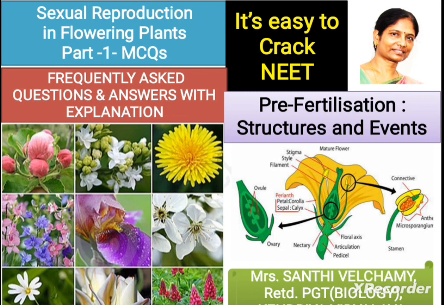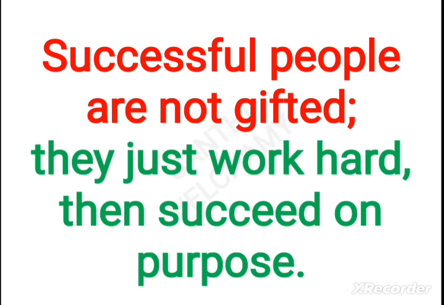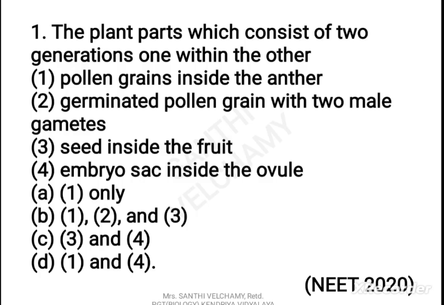Today we are going to learn frequently asked important MCQs from the chapter Sexual Reproduction in Flowering Plants. So now let us start with the chapter with a motivational thought. Successful people are not gifted, they just work hard, then succeed on purpose. So if you also work hard, you will succeed and you will reach your purpose. Now let us start with the MCQs.